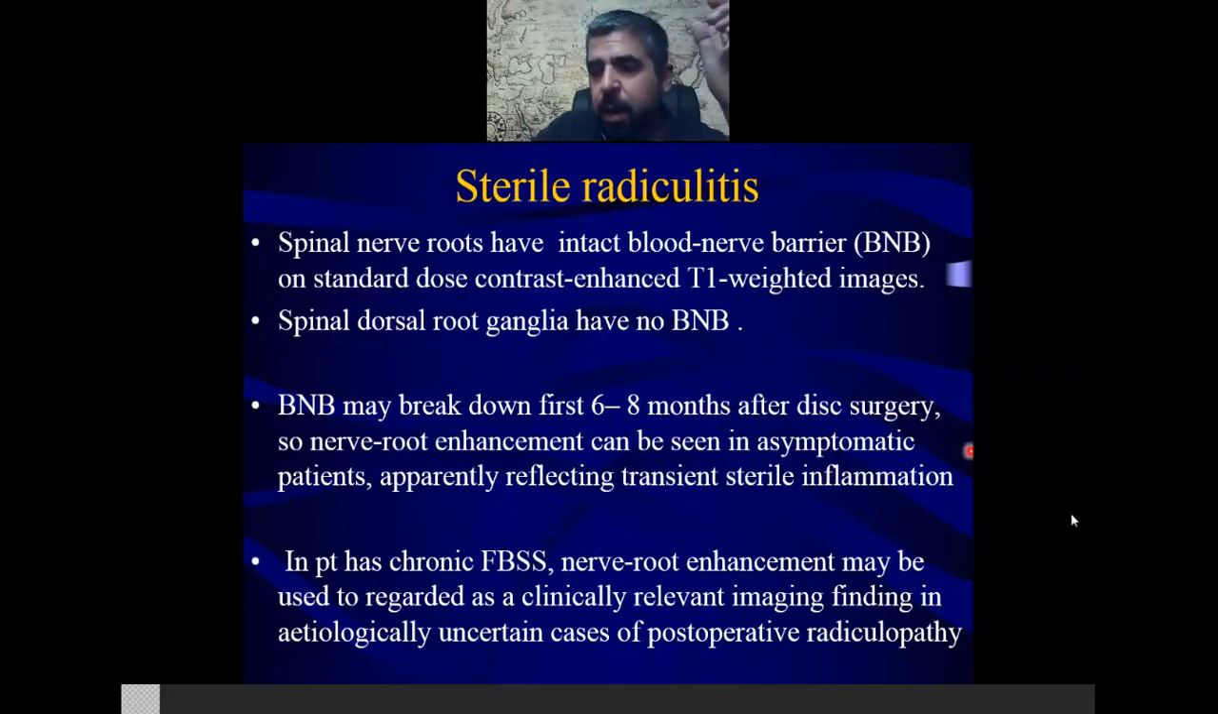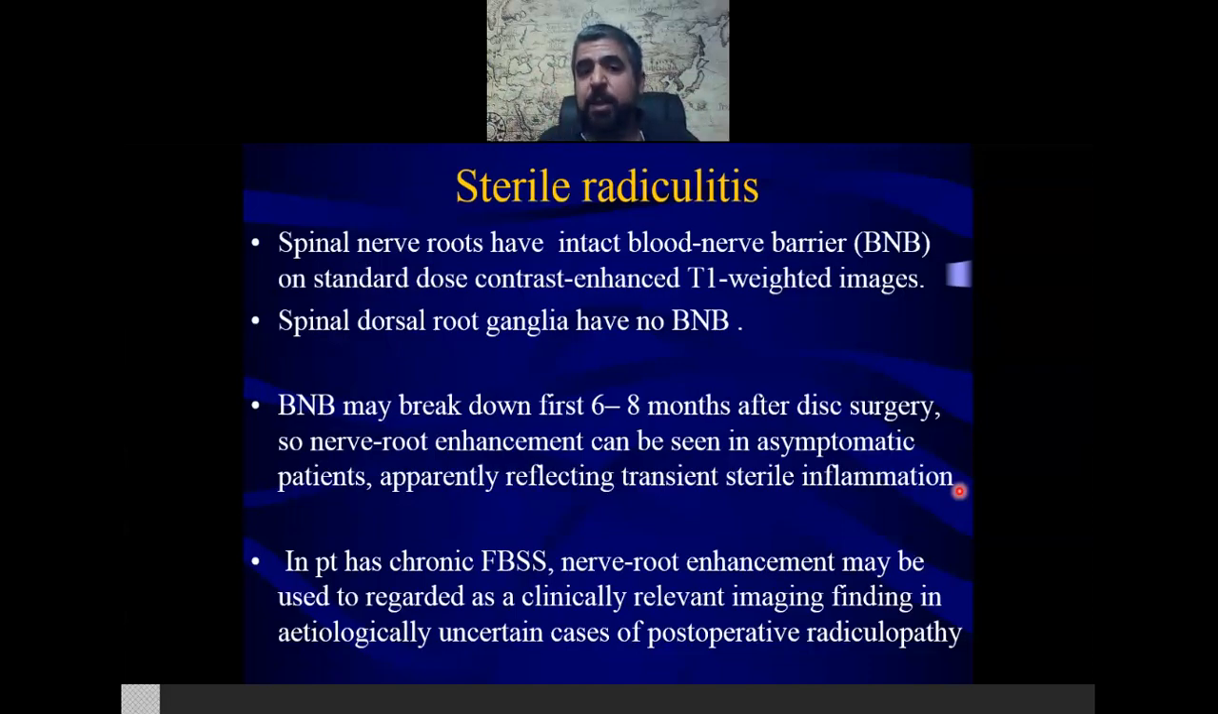The other complication of spine surgery is sterile radiculitis. Sterile means non-bacterial, non-pyogenic. It is radiculitis due to manipulation. It happens because the nerve root is manipulated, so it becomes inflamed, not bacterial. Spinal nerve roots, this is something we should know about. The spinal nerve roots have an intact blood nerve barrier, like the blood brain barrier.